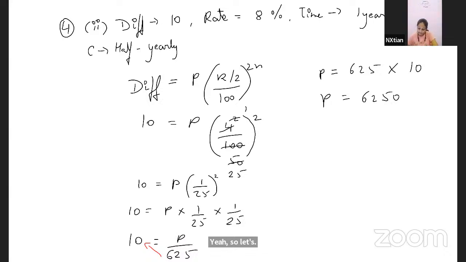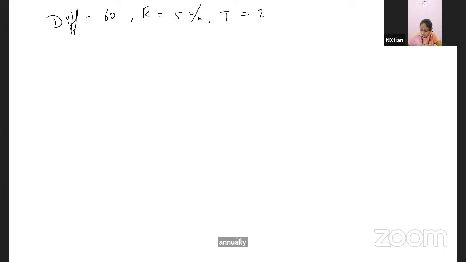Can you tell me the values? The difference is 60. Rate is 5%. Time is 2 years, and it's compounded annually.